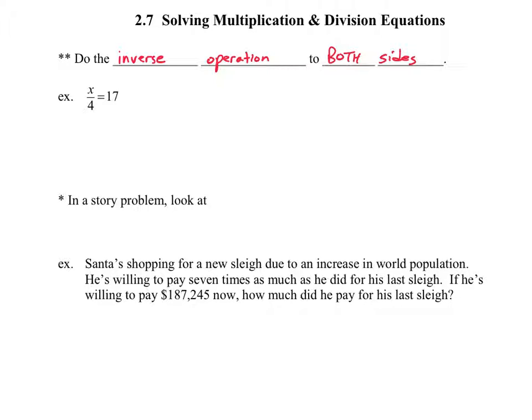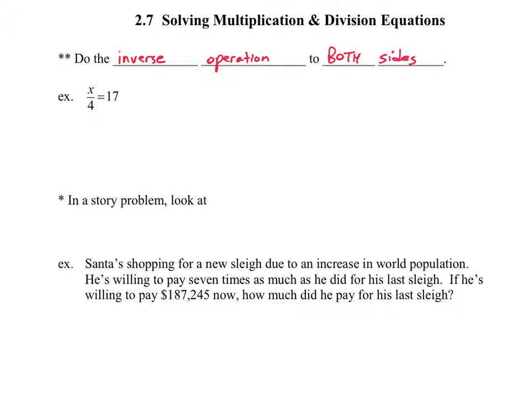of the equation. So you can't do something to one side and not do it to the other side and have it still be equal. You have to do it to both sides to make it be equal. All right, so if we look at this first one, we have x divided by 4 equals 17. We want to get x by itself. So you look at what was done to x. X was divided by 4.